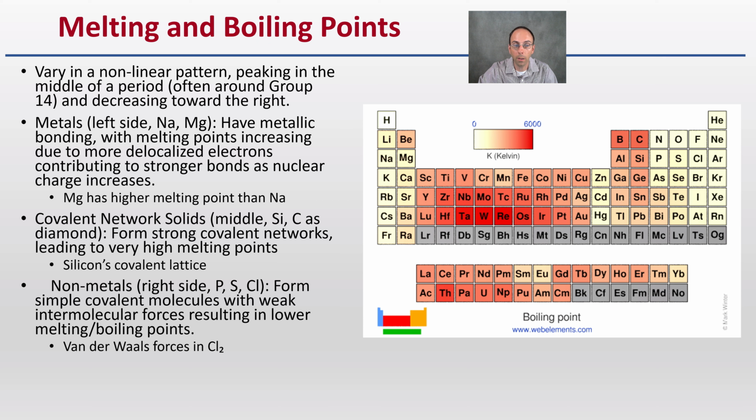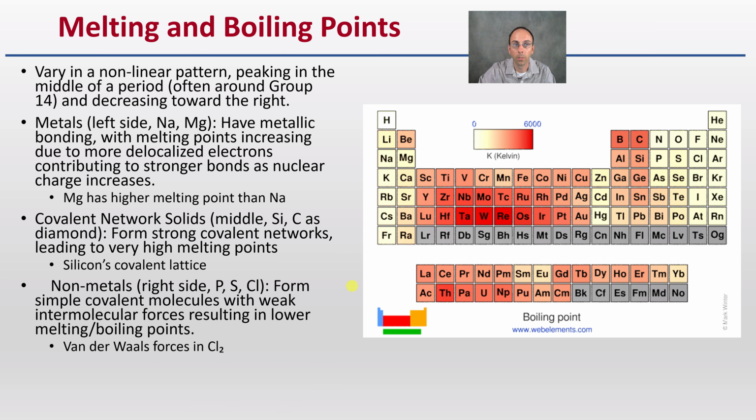Non-metals on the right side of the periodic table, such as phosphorus, sulfur, chlorine, form simple covalent molecules with weak intermolecular forces, resulting in lower melting and boiling points, and the van der Waals forces of chlorine would be one example of that.